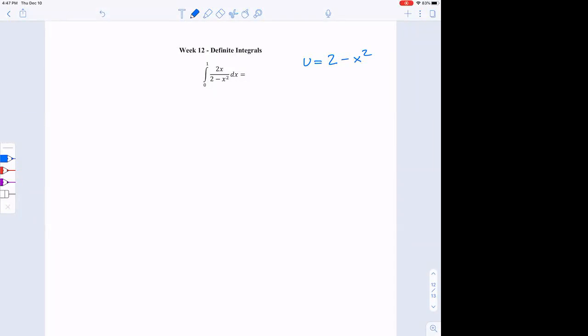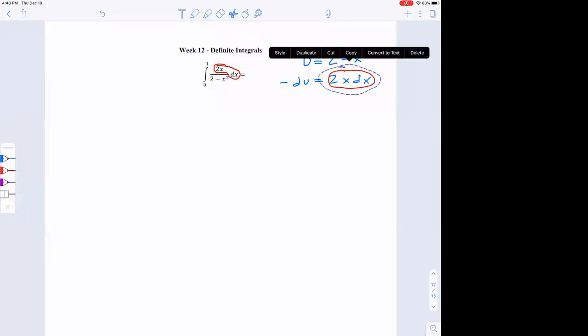If I make that equal to u, my du becomes minus 2x dx. That's almost perfect, because what I have in my integral here is 2x dx, and 2x dx is right there. So if I multiply both sides by a minus 1, I can go ahead and directly sub in for that 2x dx. That's kind of nice.